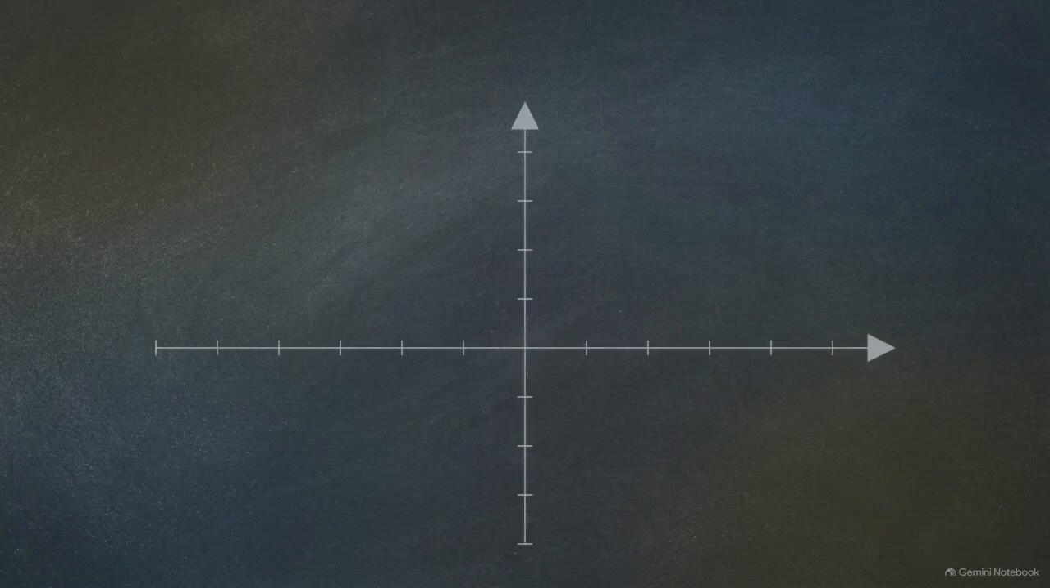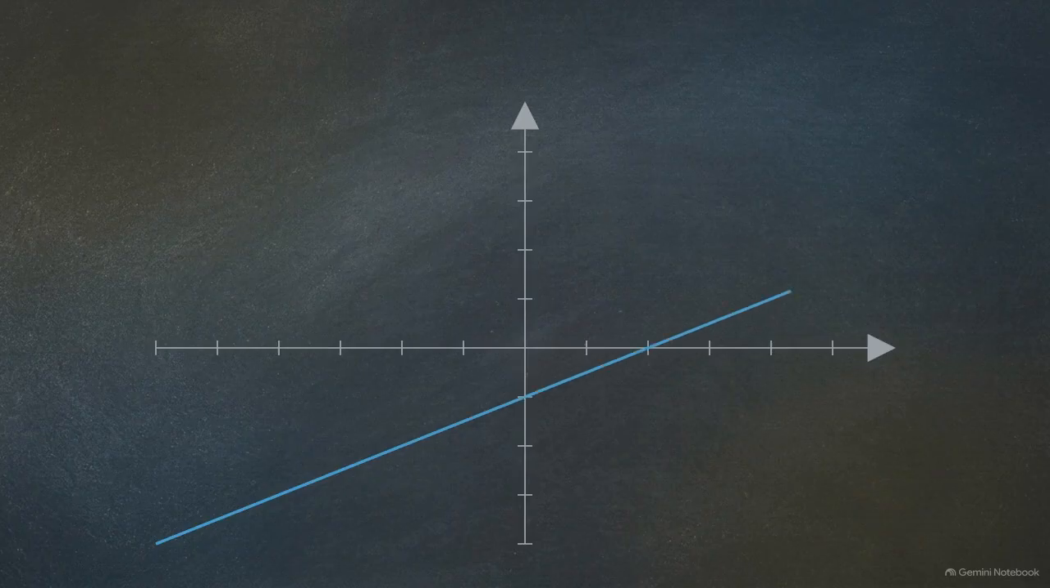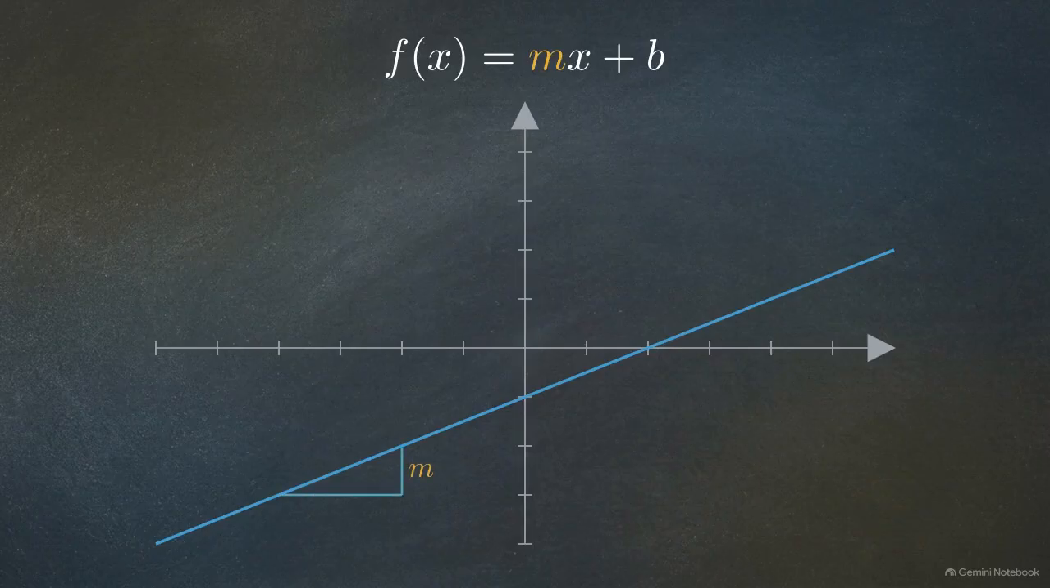This diagram shows a standard Cartesian coordinate plane, with a straight diagonal line representing the linear function y equals mx plus b. The defining feature of this straight line is its constant slope, represented by the variable m. If you calculate the rise over run at the bottom, the middle, or the top of this line, the result is identical. The rate of change remains the same.